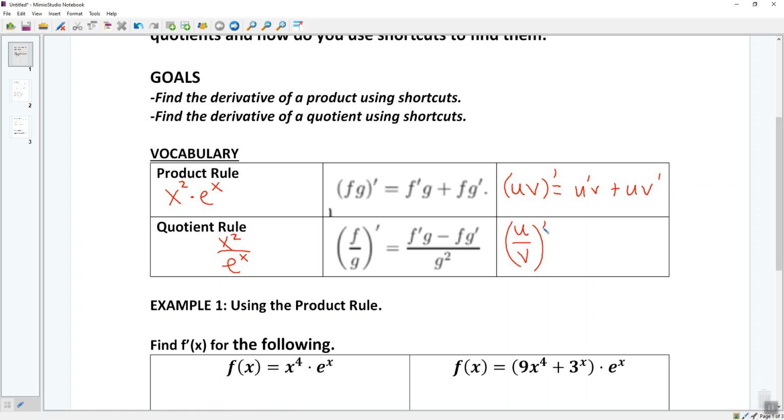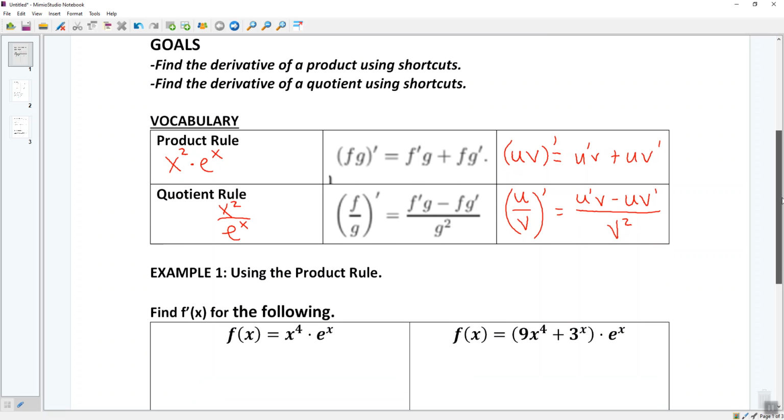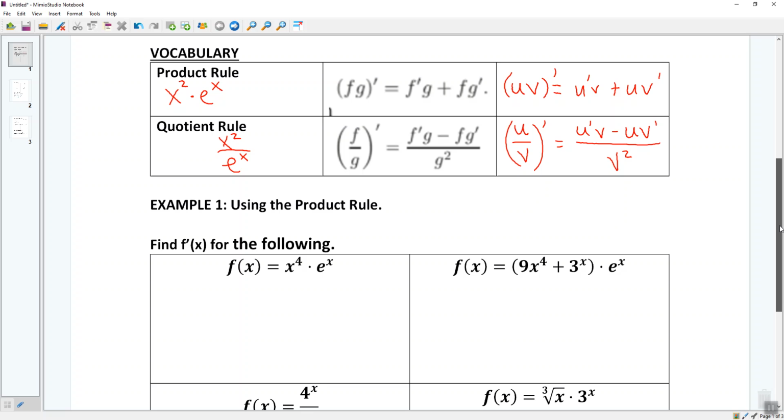Anybody want to guess what u over v prime would equal? U prime times v minus u times v prime over v squared. Okay, now, I like this form, and I'll show you how I work this, but let's get rolling. First rule we're going to implement is what, kids?